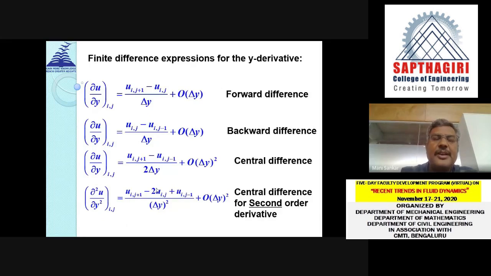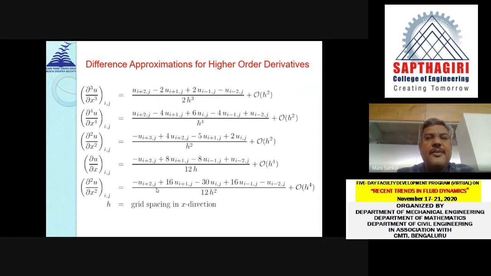Whatever derivative you consider, there is a finite difference approximation of the partial derivative with respect to x, in which the index i changes, and with respect to y, the index j changes. In the partial derivative with respect to x, x is the variable, and in the partial derivative with respect to y, y is the variable, so accordingly i and j keep changing. And this is the final difference approximation for higher order derivatives, because in some modeling we may also encounter a partial differential equation of higher order, which has higher order derivatives.